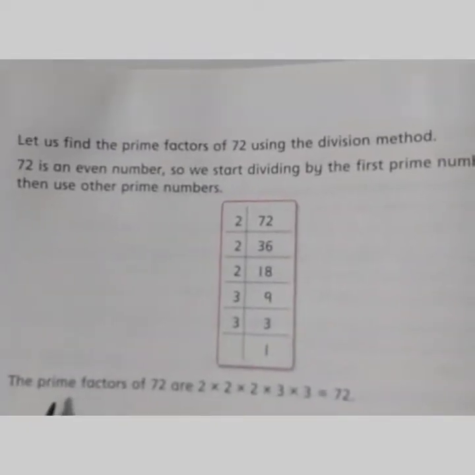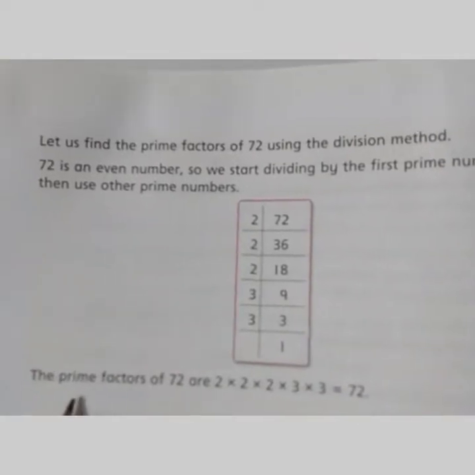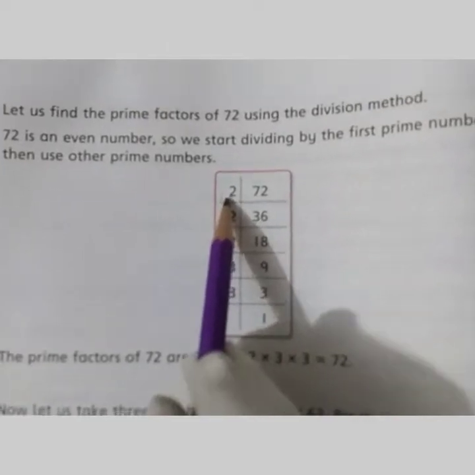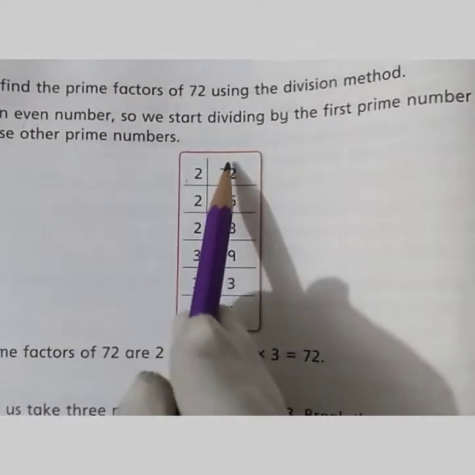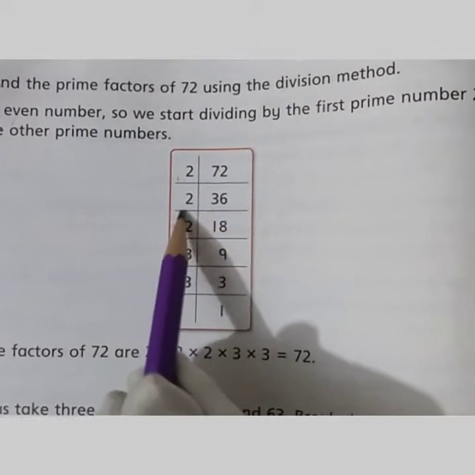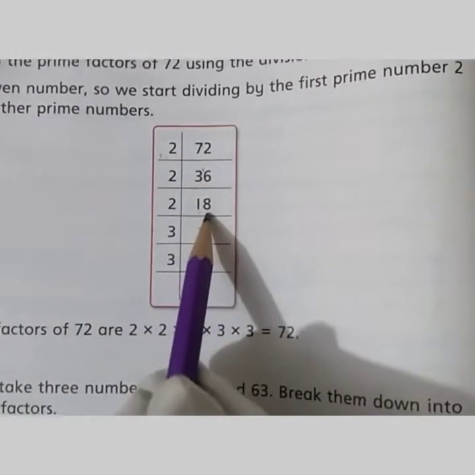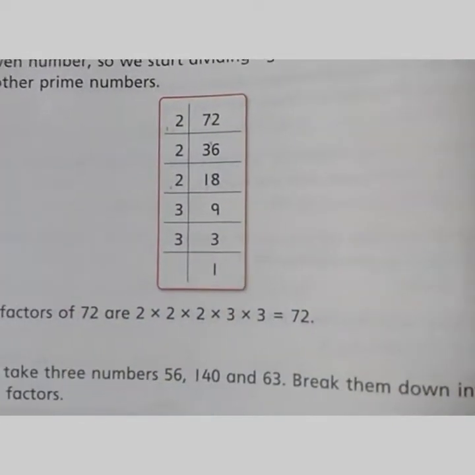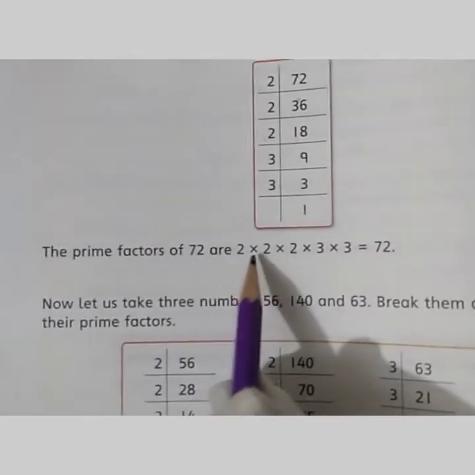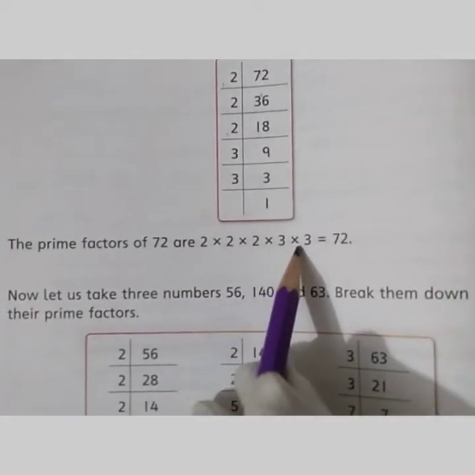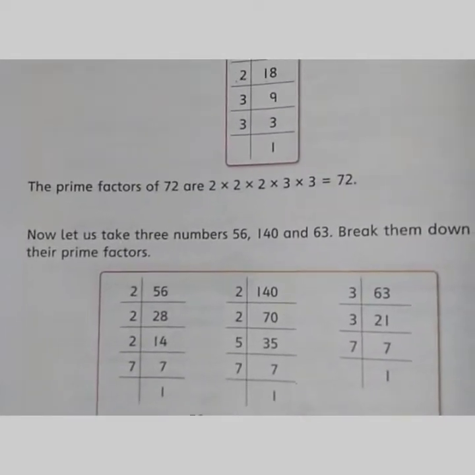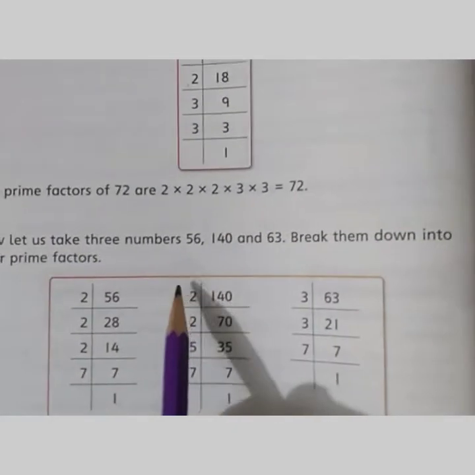Let us find the prime factors of 72 using the division method. For 72, from the smallest prime we start, 2. 2 threes are 6, 1 is remaining, 2 sixes are 12, then 2 ones are 2, 1 is remaining, 2 eights are 16, then 2 nines are 18, 3 threes are 9, 3 ones are 3. The prime factors of 72 are 2 into 2 into 2 into 3 into 3. It becomes 72.